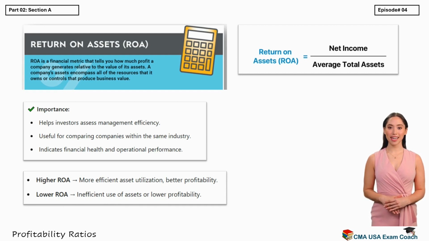A higher ROA indicates that the company is making good use of its assets to produce profits, which is a sign of strong financial performance. On the other hand, a lower ROA may suggest inefficiency in asset utilization, or that the company is overinvested in assets that are not generating enough income. The formula to calculate ROA is net income divided by average total assets multiplied by 100 to express it as a percentage. To understand ROA, we've created a short video. Watch the video to understand more about ROA.